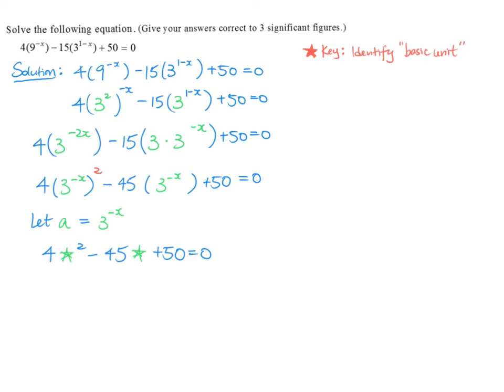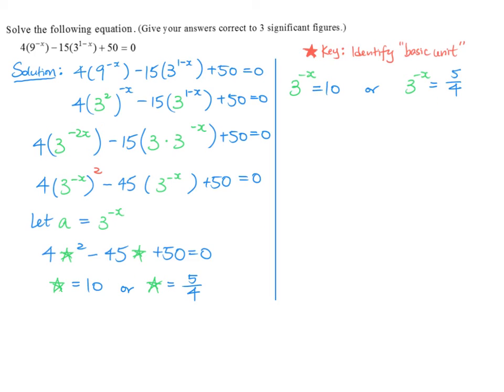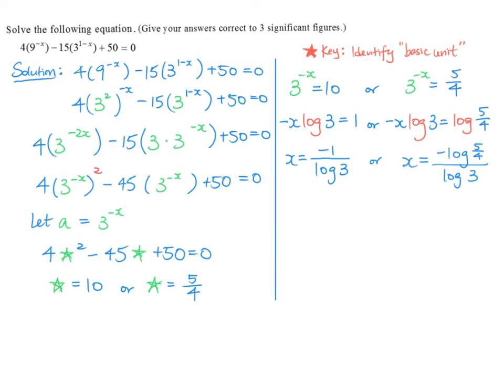So again, I let a be this thing to get this, which gives star equals these two numbers. So when we get here, now what? How do we bring the x back? By using log. Because log always brings the exponent down. Okay, exponent meaning the index. So for this part, I log both sides, negative x comes down, but log 10 is just 1. So x equals negative 1 over log 3. And on this side, you do the same thing. Then you move the negative log 3 to the other side.